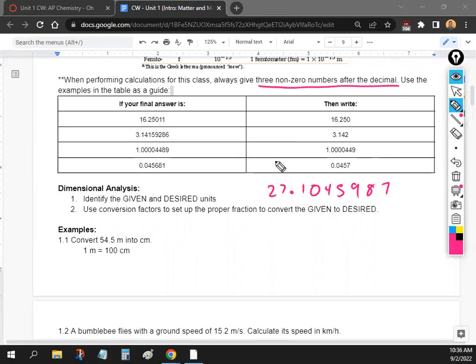I have some examples right here. If your answer is 16.25011, you can just write 16.250. Just keep it simple and go through them quickly. If you have 3.14159286, you can just put 3.142. The weird one might be something like 1.00004489. You could put 1.000049, so the last 3 non-zero numbers after the decimal. There's a little bit of leeway in this. If you round it a little bit differently, you're not going to get penalized for that. But make sure you're not rounding too much. If it's 16.25, don't just write 16, because then you will lose points for getting rid of the decimal.